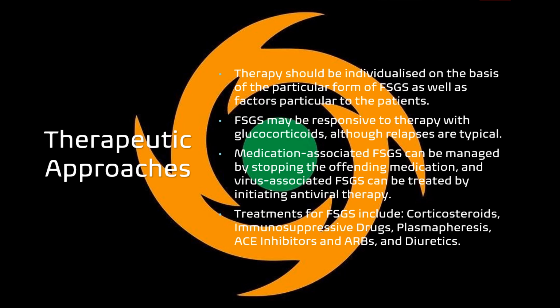However, plasmapheresis is, for example, not as common in comparison to corticosteroids and immunosuppressive drugs. ACE inhibitors, angiotensin receptor blockers or ARBs, and diuretics can be and have been used in FSGS recipients.